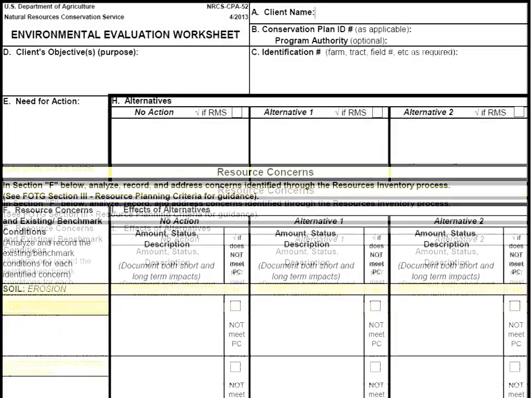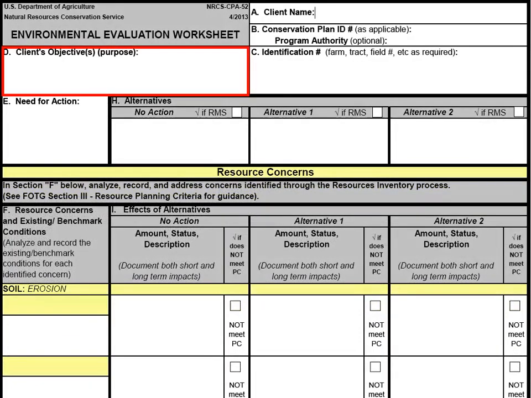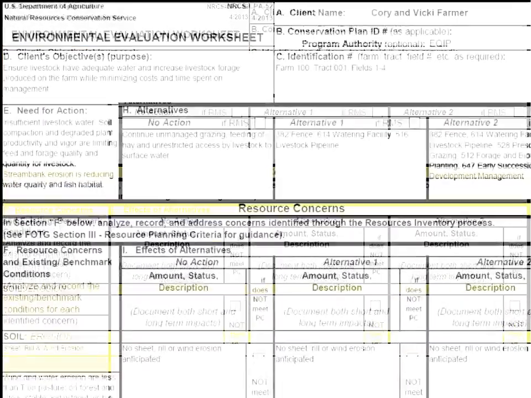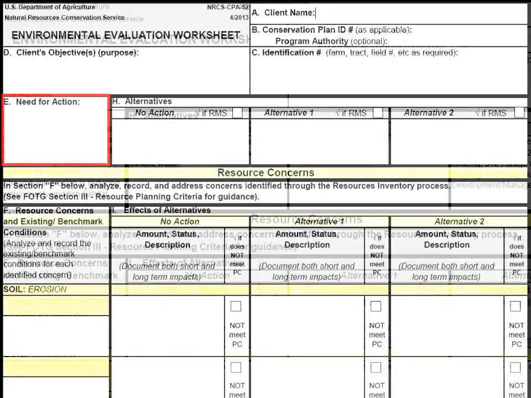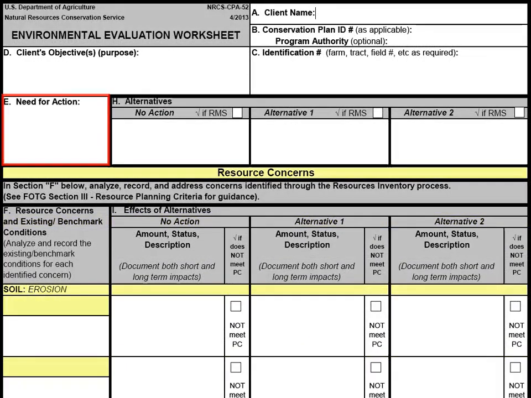In Section D, the client's objectives were identified and listed. In this case, Mr. Farmer wants to be sure his livestock have enough water, and he wants to increase the amount and quality of forage produced on the farm so he doesn't have to buy hay and can increase his profitability. Over in Section E, the need for action was documented.